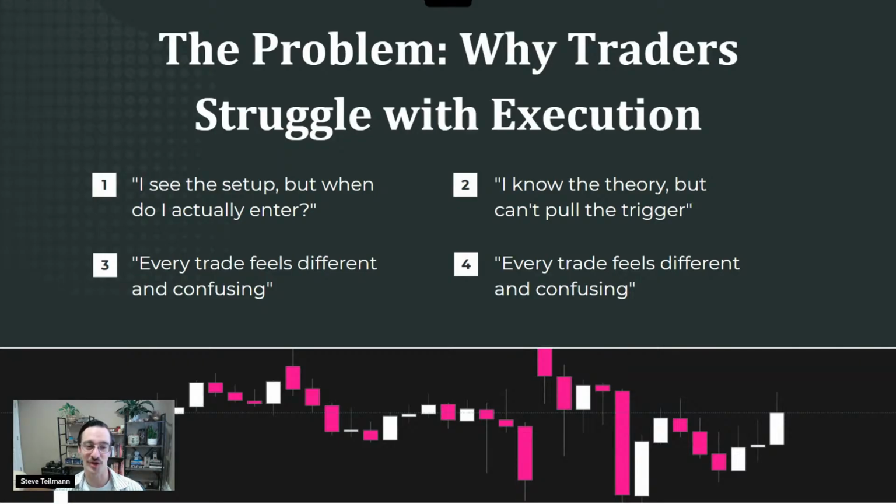The first is when you see the setup, but you just don't know if it's actually time to enter. Maybe it's less that you're scared to enter, and more just the confusion of, I see where I think it's going, but I don't know the path there. So I don't know the optimal place to get in. I think that's super important, and we're definitely going to talk about that.